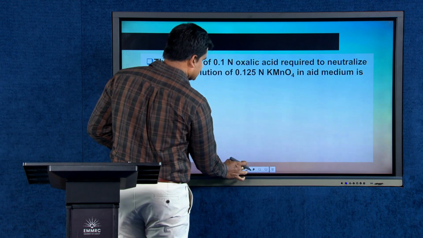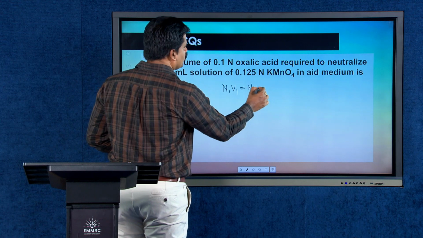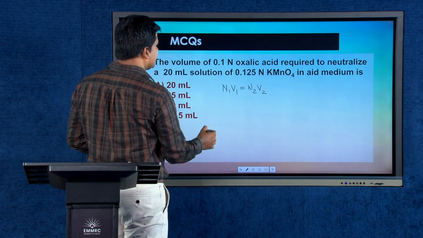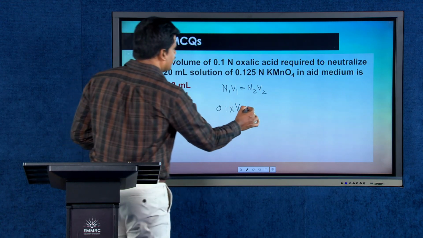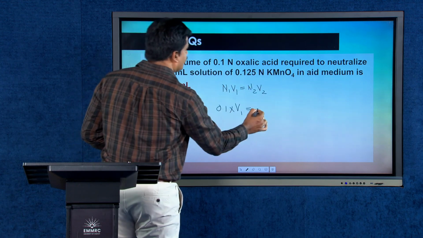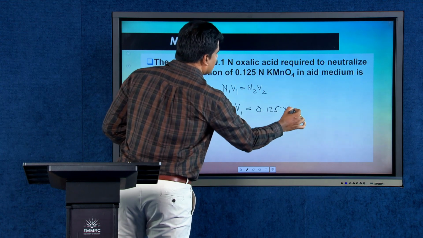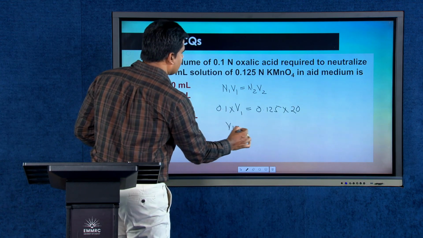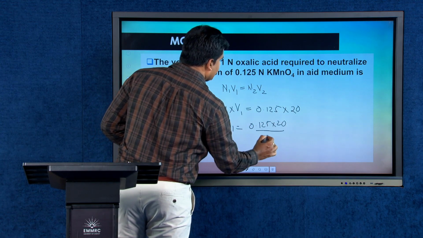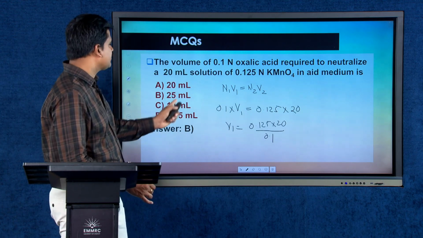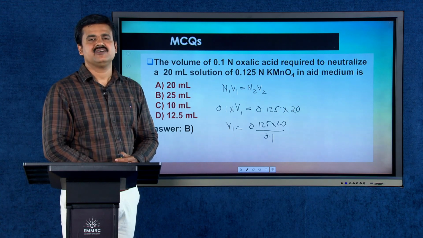A very familiar equation from volumetric analysis is with you, that is N1V1 equal to N2V2. So, you take oxalic acid first, its concentration is 0.1, its volume is to be calculated, let it be V1, equal to N2, that is 0.125, the concentration of KMnO4, and the volume of KMnO4, that is 20. You can calculate V1 as 0.125 into 20 divided by 0.1. So, you are getting answer B, that is this value is equal to 25. Your option will be option B, 25 ml.